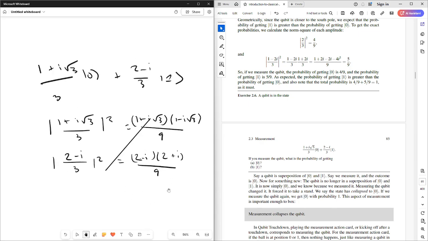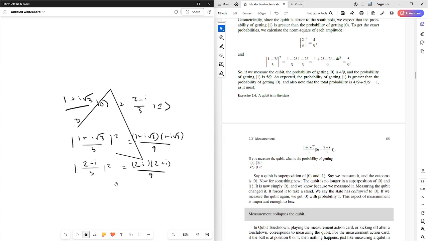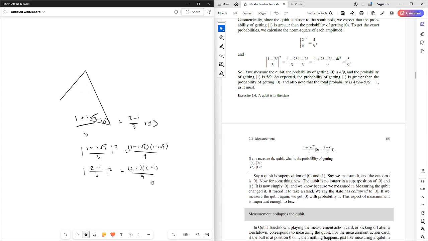You son of a bitch. Alright, we'll just zoom out here, add in some extra space. I'm gonna have to get a different whiteboard software.